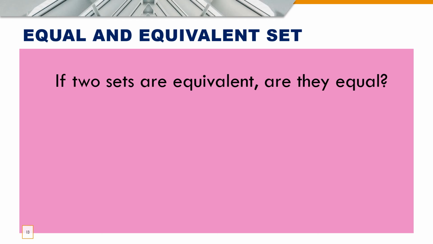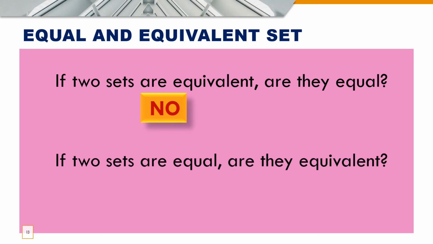Pag yung dalawang set ba daw ay equivalent, makukonsider din ba natin siyang equal? Tama. The answer is no. Why? Dahil pag sinabi nating equivalent, dapat pareho ang bilang. Pag sinabi nating equal, dapat mismong element talaga ang magkakapareho. So, if two sets are equivalent, then they are not necessarily equal. If two sets are equal, are they equivalent? Lahat ba ng equal sets are equivalent?